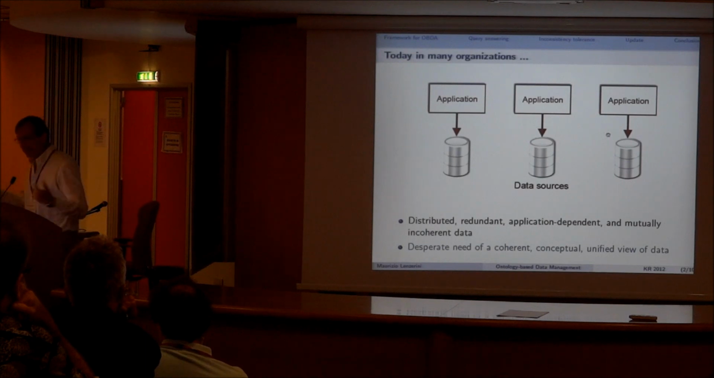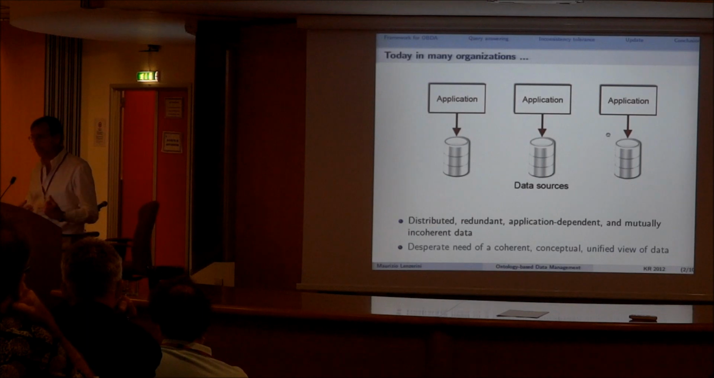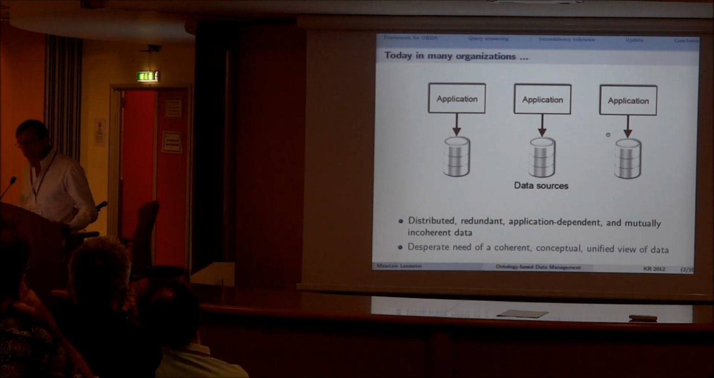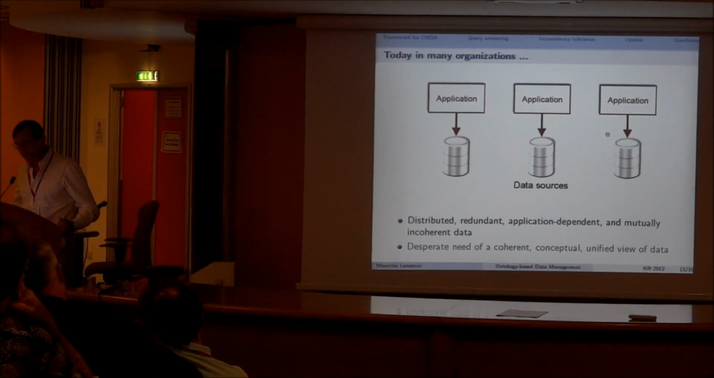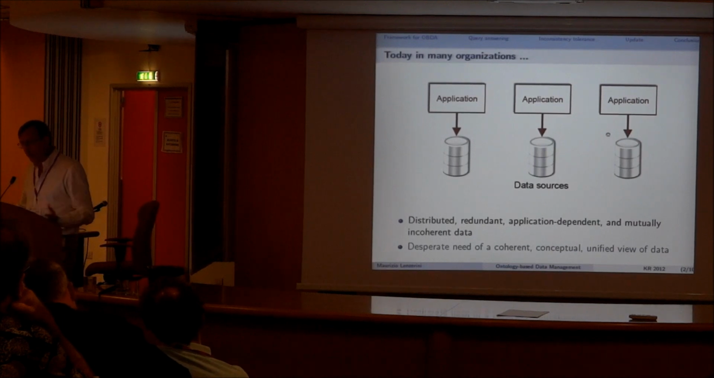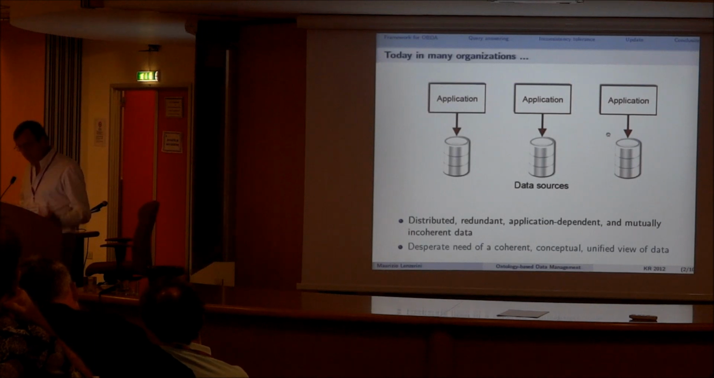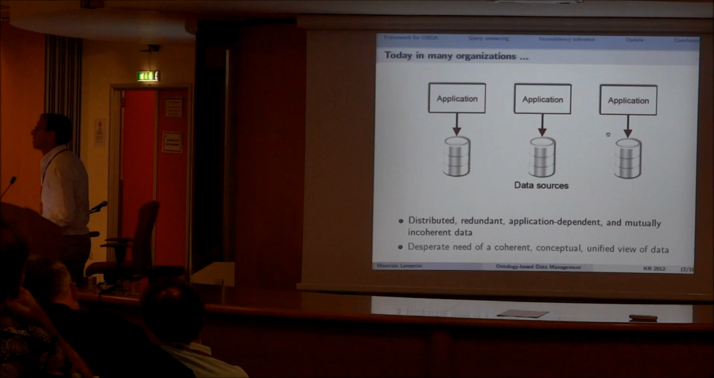The problem is that the situation right now is essentially the same situation we had in the pre-DBMS era. If you look at many database information systems in organizations, real organizations, probably big organizations, but also medium-sized organizations, the situation is exactly the same that we had before the database management systems. We have distributed, redundant, application-dependent, and mutually incoherent data in the various data sources. And still, these various data sources serve more the application rather than representing a coherent and conceptual unified view of the data.